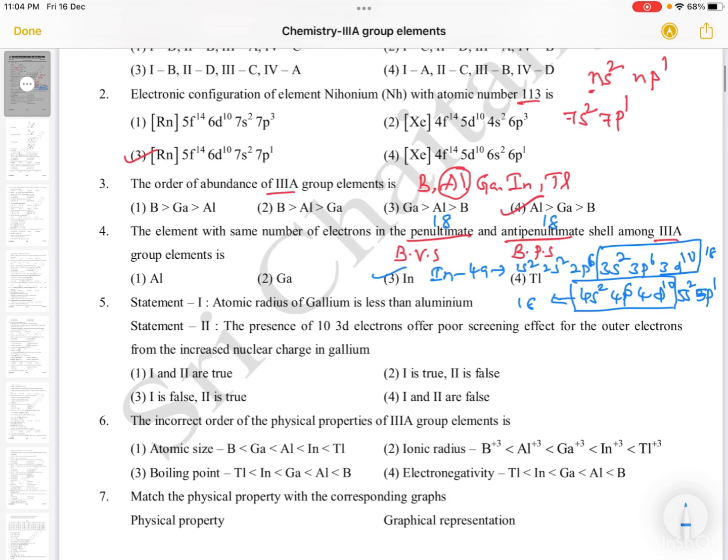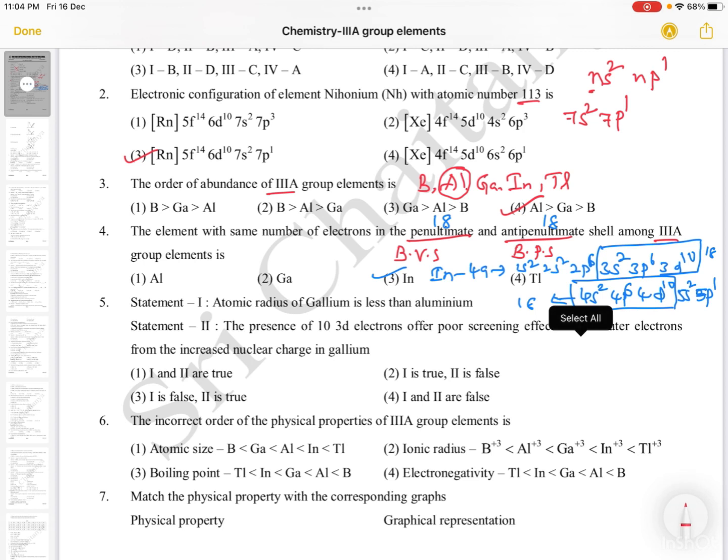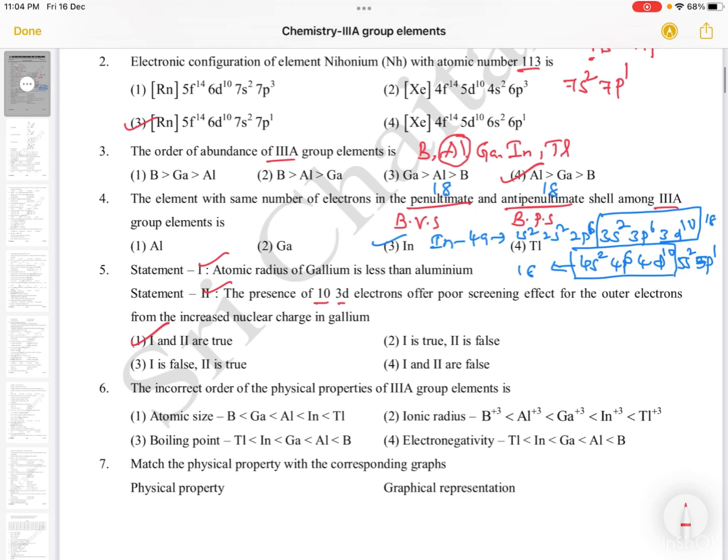Next, statement type of question. Here statement 1 is atomic radius of gallium is less than that of aluminium is said. So this is correct statement. Why? Because here we are not following the regular trend. Atomic radius of gallium is less than aluminium, correct only. The presence of 10 3d electrons offer poor screening effect for the outer electrons from the increased nuclear charge in gallium. So this statement is also correct. Both are correct. First option is right.